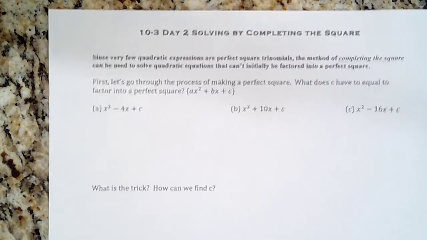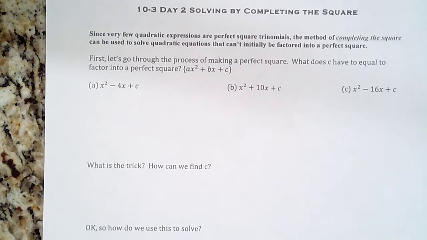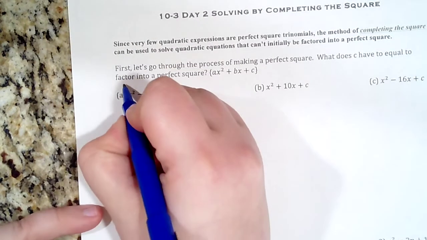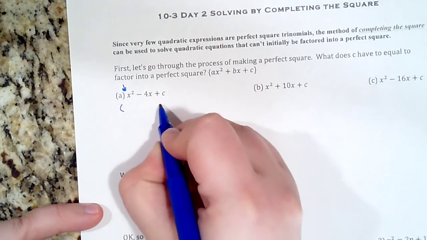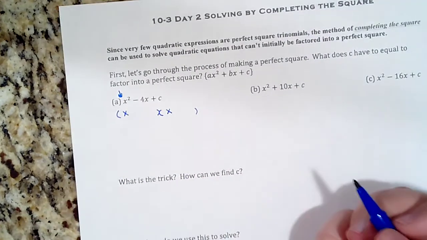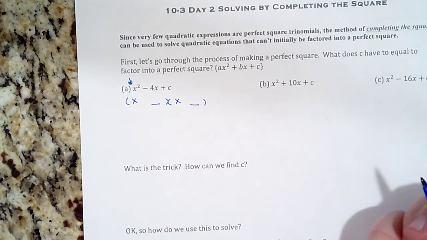So let's go through the process of making the perfect square. This is what I hinted about yesterday. So what does c have to equal in order to factor into a perfect square? Well, I know that no number out in front means that when I end up factoring this, it's going to be in the form x and x. And whatever number goes in this blank must be the exact same.